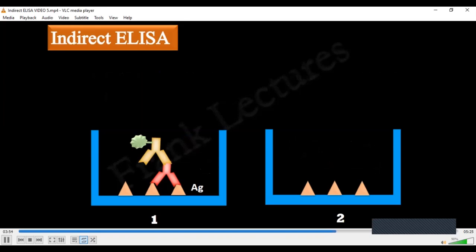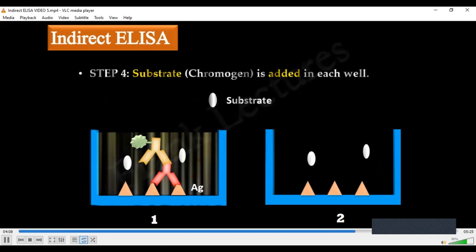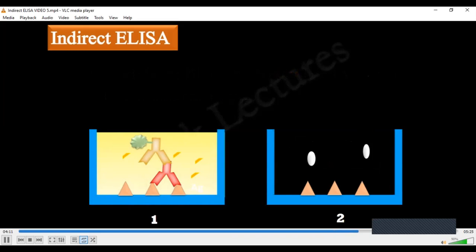In the fourth and final step, substrate specific for the enzyme linked to the secondary antibody is added in each well. In well 1, since enzyme is present, it acts on the substrate, and color development can be seen. This is a positive test. In well 2, no enzyme-linked antibody is present. There is no enzyme to act on the substrate, and hence, no color development. This is a negative test.